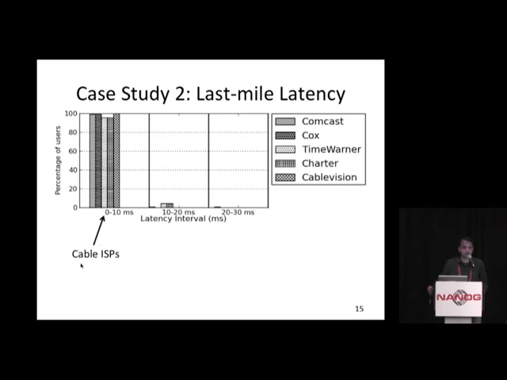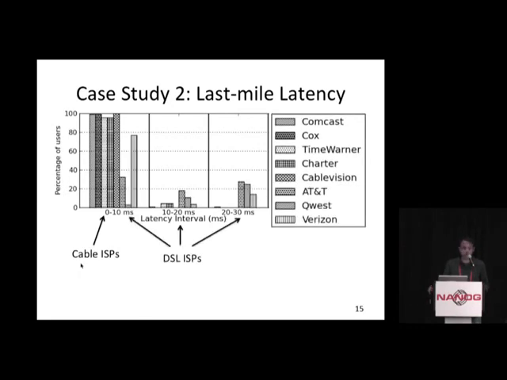For this, we use data collected from the SamKnows FCC study. What we show here is a histogram of the baseline last mile latencies as seen by customers of these different ISPs. The y-axis shows the percentage of users in that ISP that have a baseline latency within a particular bin. What we see here is that most of the customers of the cable ISPs see pretty low last mile latencies, less than 10 milliseconds. However, the picture looks slightly different for DSL ISPs. They actually have a significant fraction of users that see much higher last mile latencies.